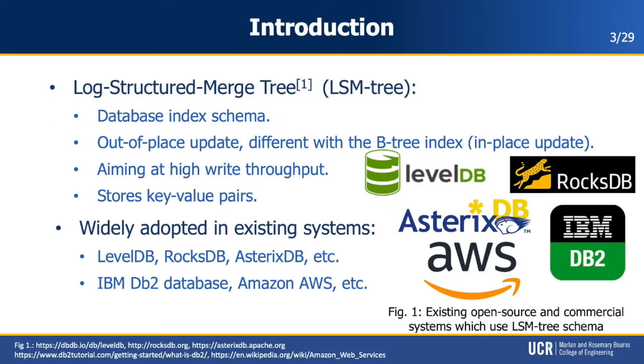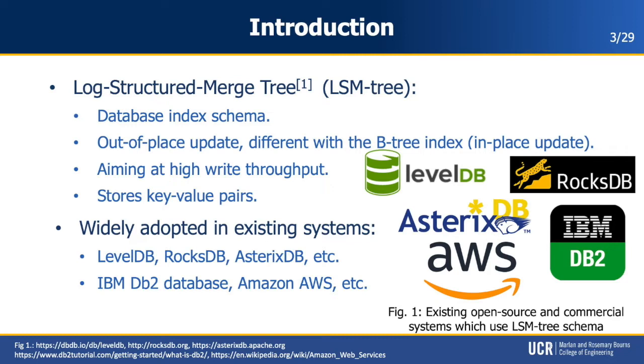Let me first quickly introduce what is the log structure MergeTree. Everybody knows B-tree. It's a traditional database index, supports fast searching. However, due to the growing popularity of write-intensive workloads, people move to LSM tree as the new type of database index schema. LSM tree does out-of-place update, which means when updating the value of a key, instead of updating it directly, insert it as a new key value pair, and remove the old value later.